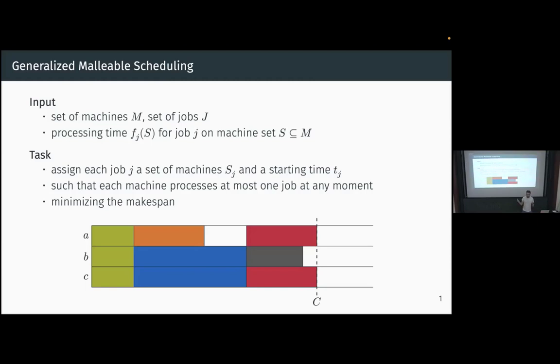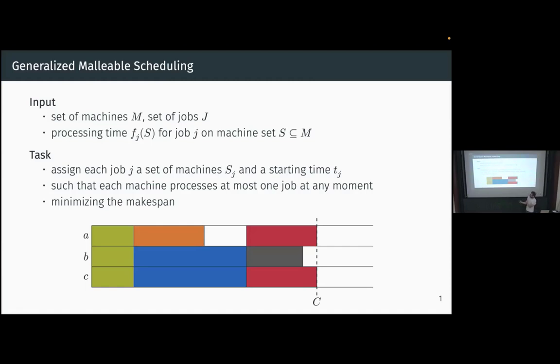So that's a pretty generic model. I didn't say anything about the functions yet. Let's assume they're given by some value oracle, right? So we can just give it some set S. We have an oracle that tells us how long it will take and gives us f of S. So you could ask, why is this called generalized?